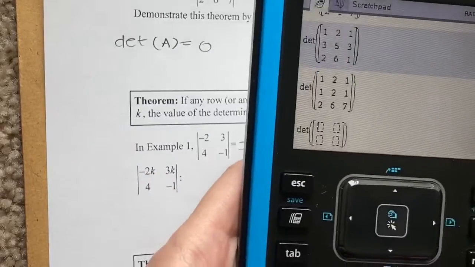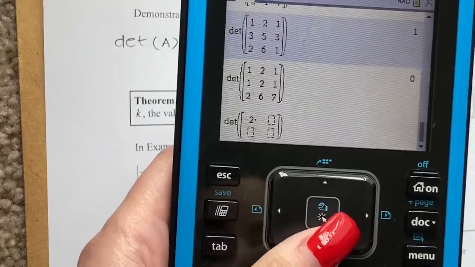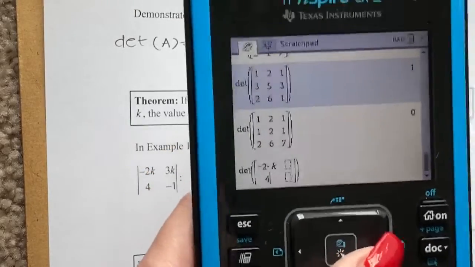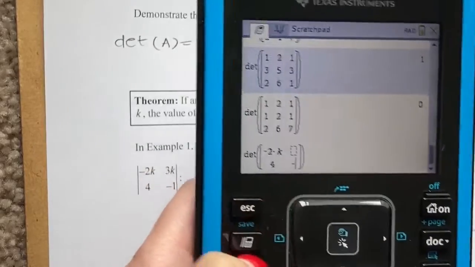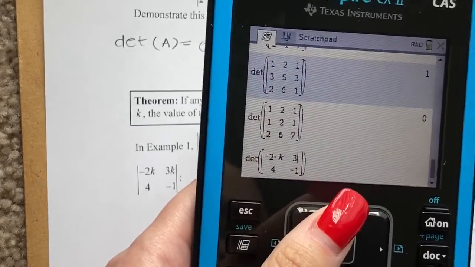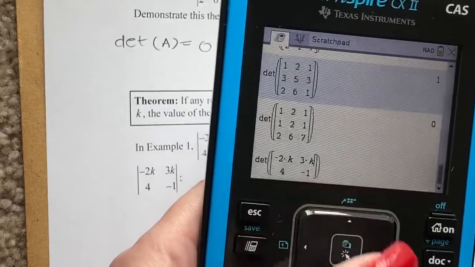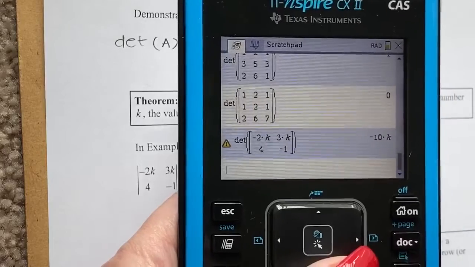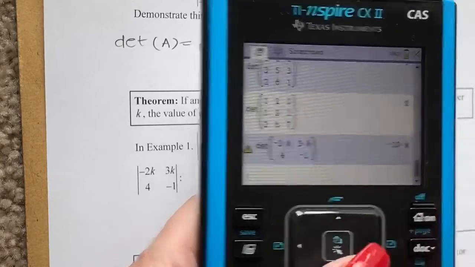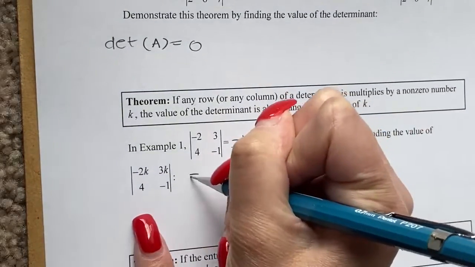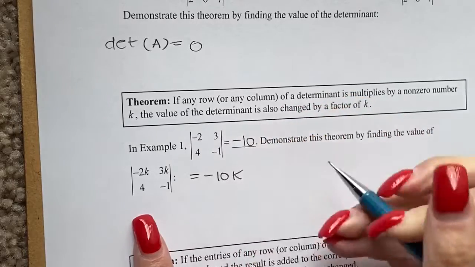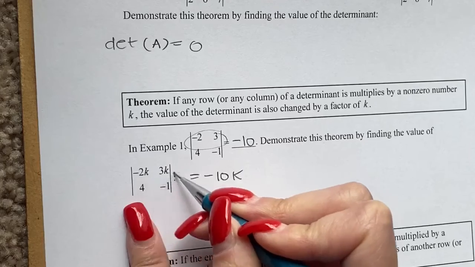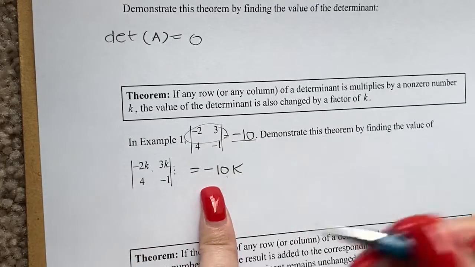Okay, so we put -2 times k, and as you can see, you can put variables, that's fine, and then you have -1, and then you have 3 times k, and you have this equation, okay? So this determinant is giving you -10 times k, which is completely true. You know that this is 10 times k. You know that it was true. Why? Because this row number 1 was multiplied by k, that is a number, right?